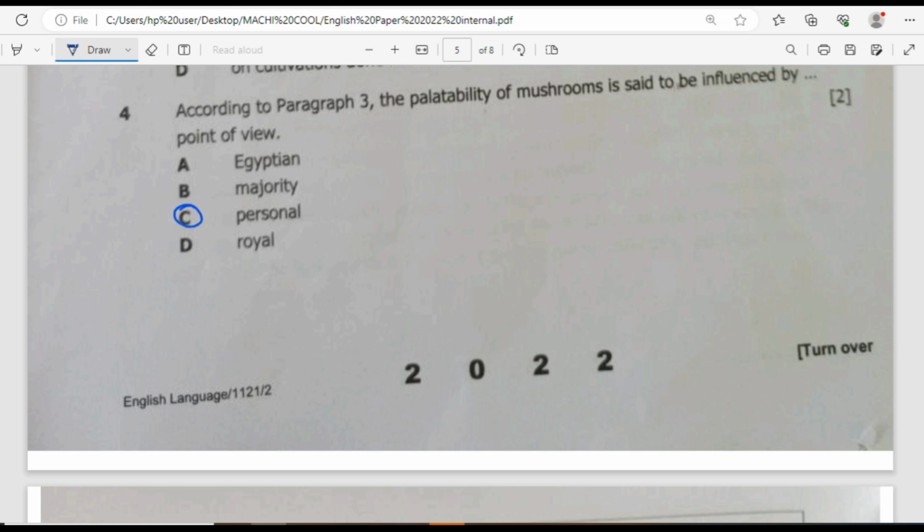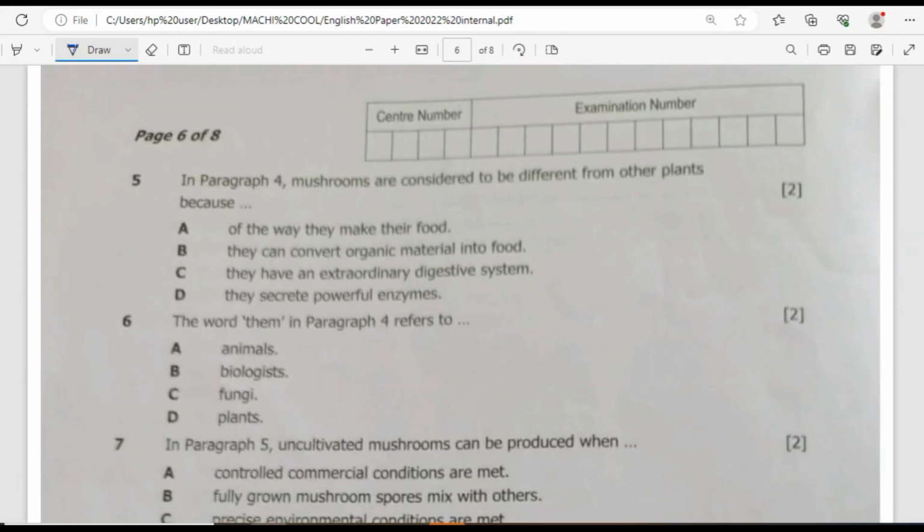Okay, we can move to 5. In paragraph 4, mushrooms are considered to be different from other plants because of the way they make their food. They can convert organic material into food. They have an extraordinary digestive system. They secrete powerful enzymes. So the answer here is A.